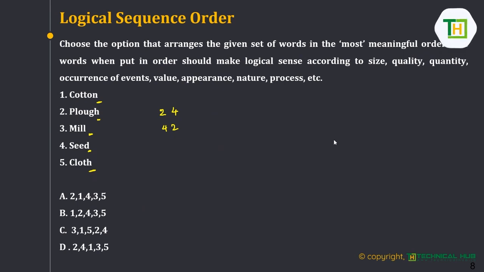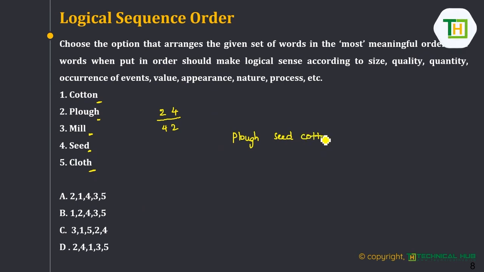Yeah, everyone, it is given as 2-4-1-3-5. Correct. It is 2-4, not 4-2. Now first you will plough the land. Plough the land first of all, and after that you will plant the seed. So the first process is to plough the land. Next, seed. Next you will get cotton.